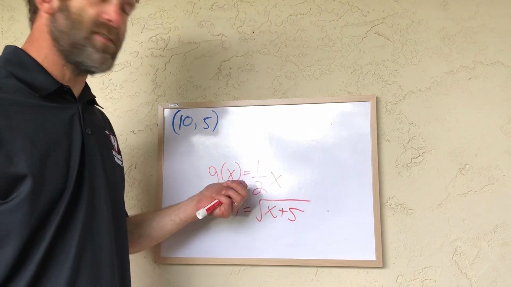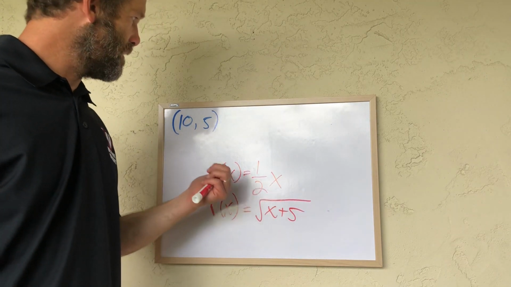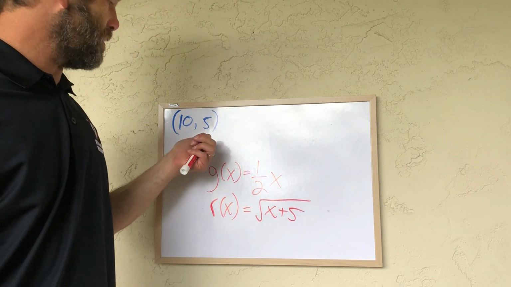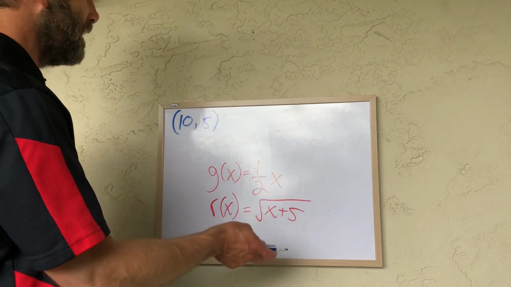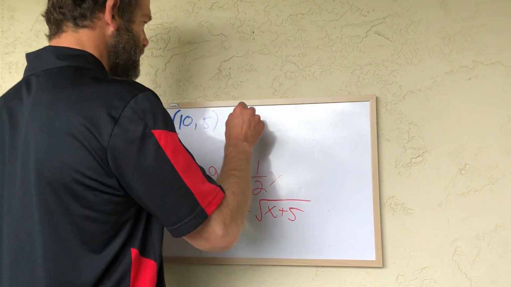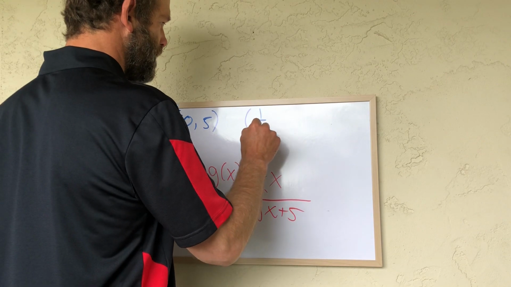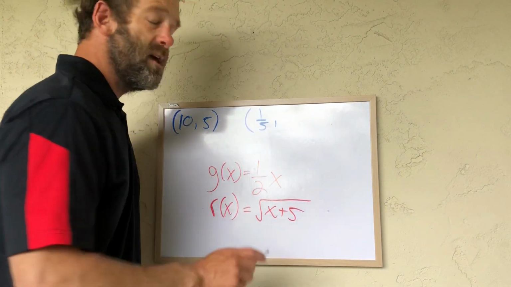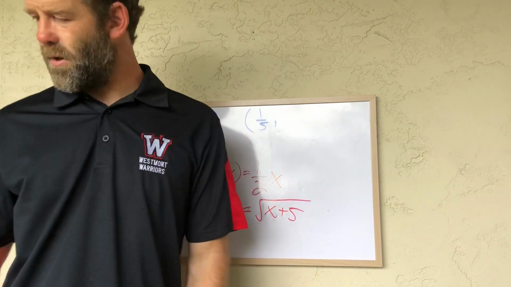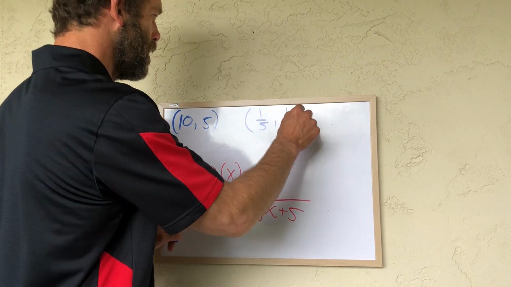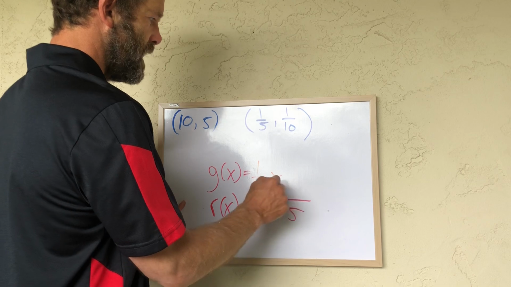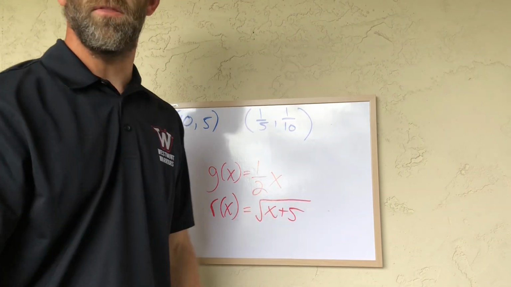So if you were to graph this on your graphing calculator, you're going to see if you go over 10 units on the x, you're at 5 units on the y. The next is g of 1/5. That means if I plug a 1/5 into my x value, I would get half of 1/5, which is 1/5 times 1/2, which is 1/10.